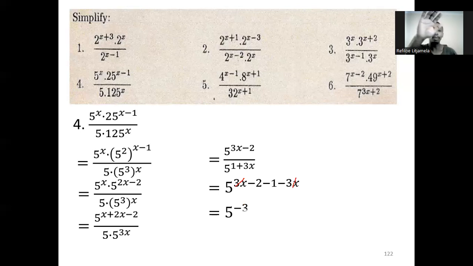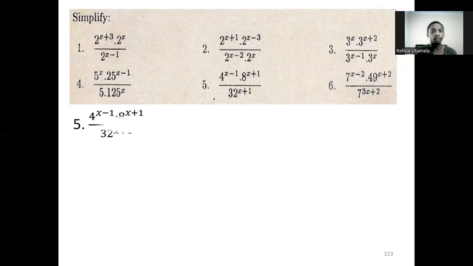The base is 5 and the exponent is 3, but the exponent is negative. You take the base and the exponent to the denominator, and you put the numerator as 1. Now, in the denominator, 5 cubed gives you 125. So it will be 1 over 125. Try this one out.